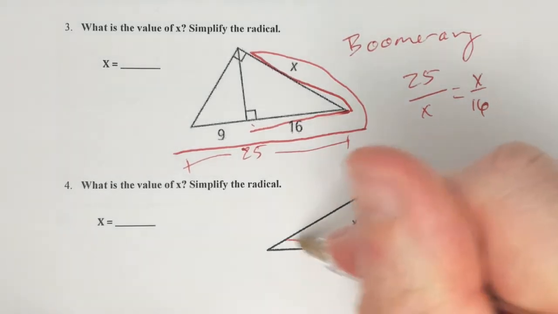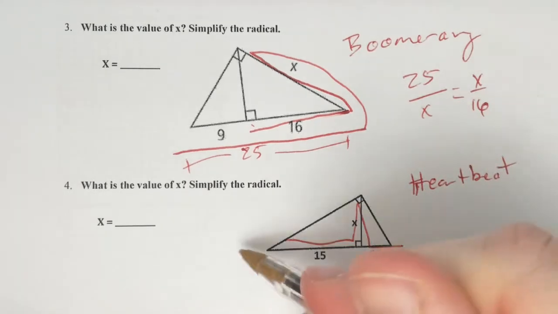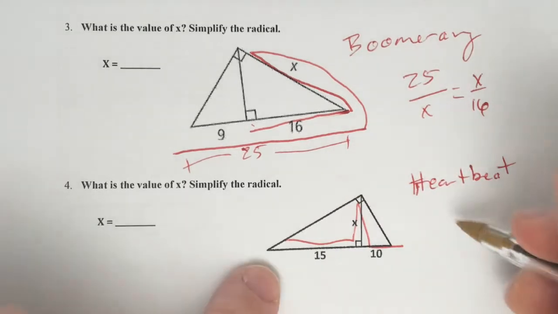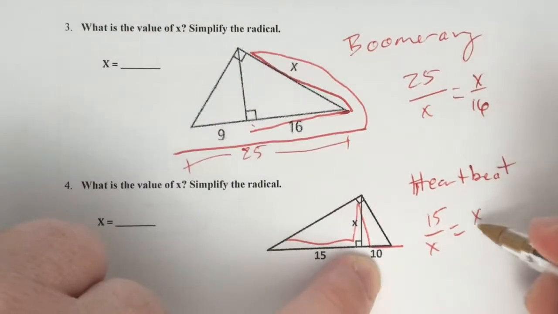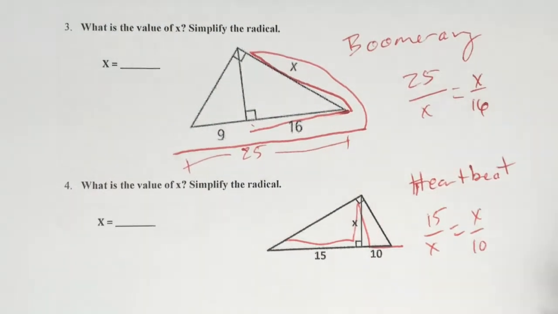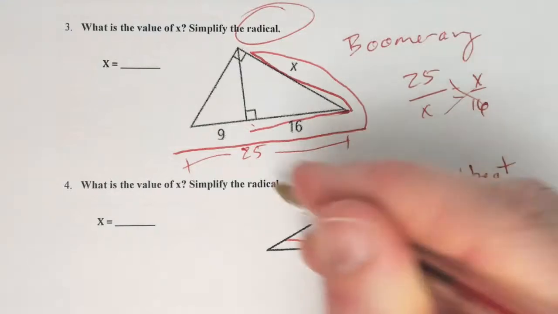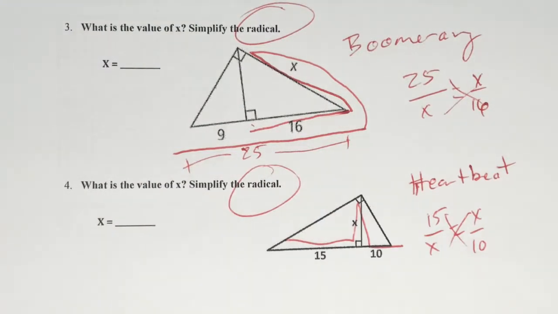So for heartbeat, it'd be this over this equals that over that, just like a heart monitor, right? So it'd be 15 over X equals X over 10. And then you would cross product and solve, right, for both of those. And make sure that you're simplifying the radicals, right? Now, how do you simplify the radicals? Okay, now when we're simplifying the radicals, let's talk about this for a second.